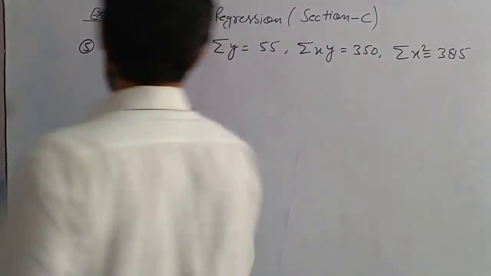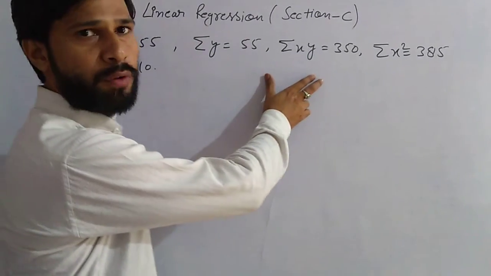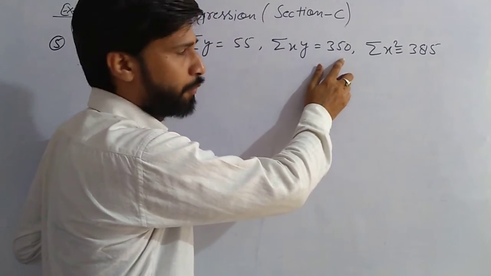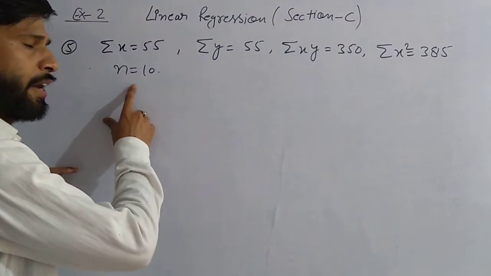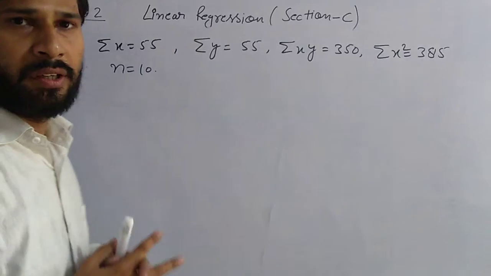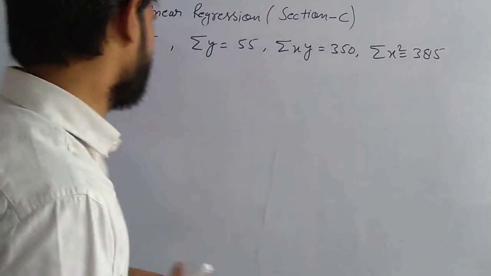Question number 5: sigma x is equal to 55, sigma y is also 55. The value of sigma xy is equal to 350, sigma x square is equal to 385 and n is equal to 10. Then find the coefficient of regression y on x and x on y respectively.